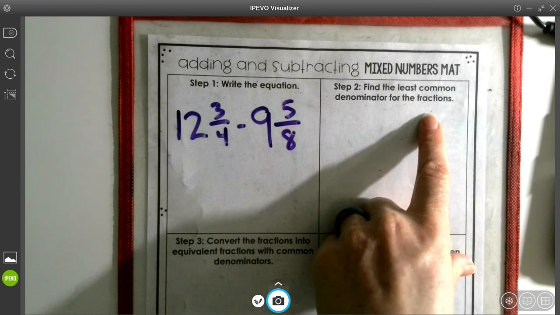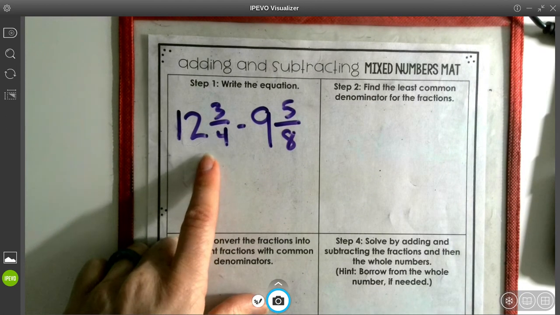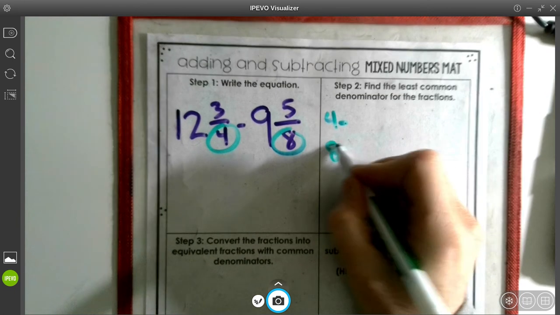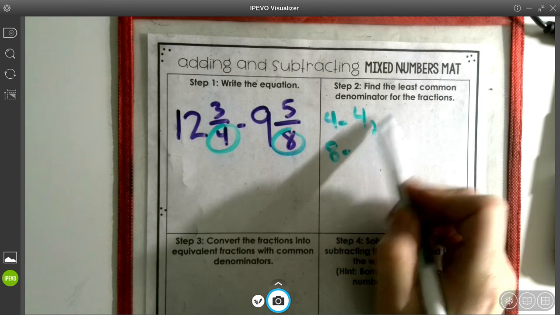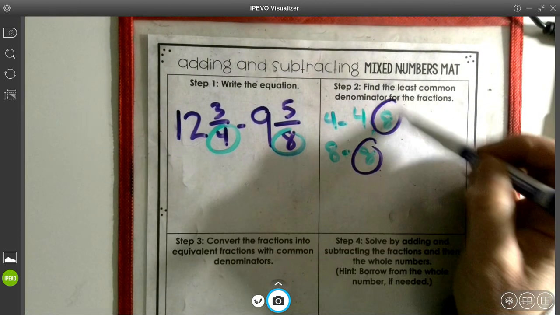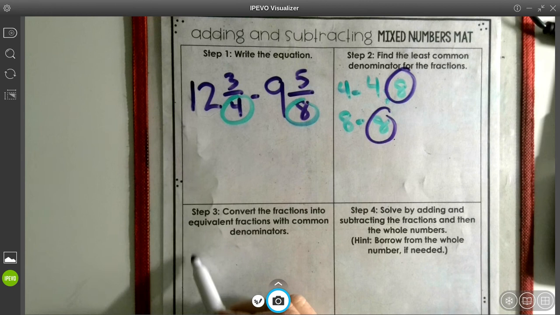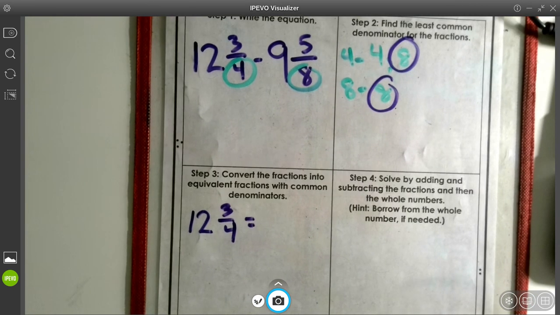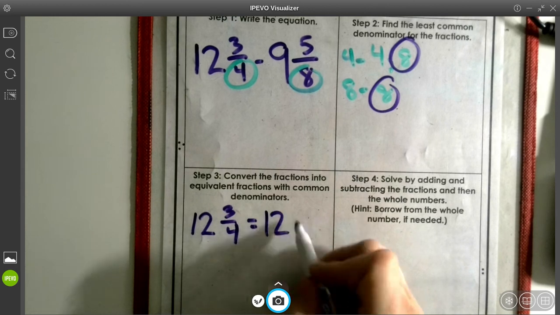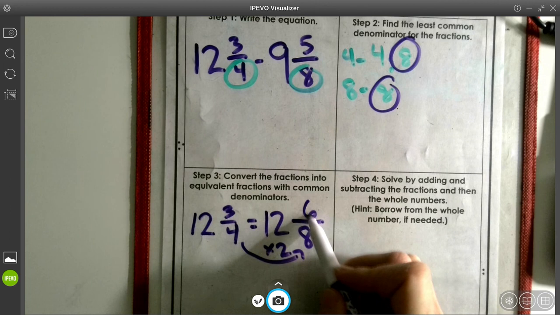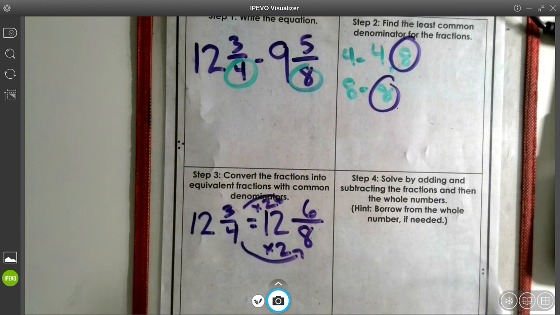First thing we're going to do is find the least common denominator. My denominators there are 4 and 8. So I'm going to list my multiples. I'm sure that most of you saw right away that our lowest common denominator would be 8. So for 12 and 3/4, I'm going to convert the fraction into an equivalent fraction with a common denominator. I need now a denominator of 8, so I'm multiplying by 2 over 2. So 12 and 3/4 is equivalent to 12 and 6/8.